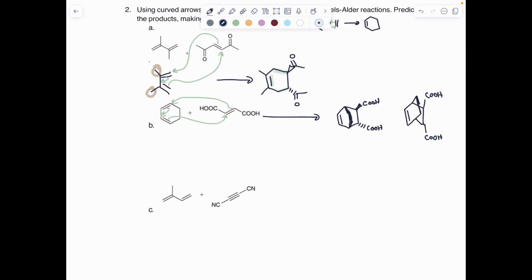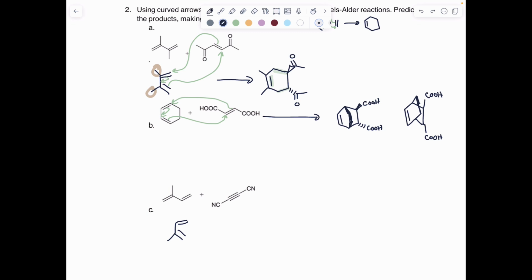This next mechanism shows the diene in S-trans conformation, so we're going to need to rotate this single bond so that the diene is in the proper orientation in order to do the reaction mechanism. So I'm going to redraw the diene. I've just rotated it. And then the dienophile in this case is the triple bond right here. So the mechanism still is going to look exactly the same.